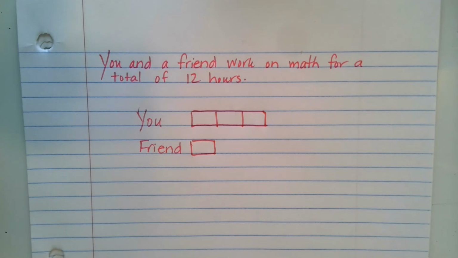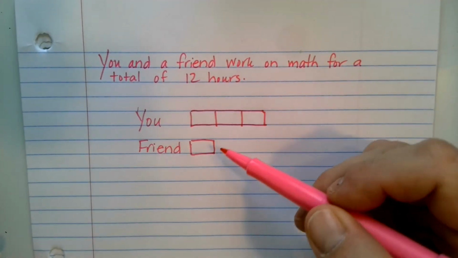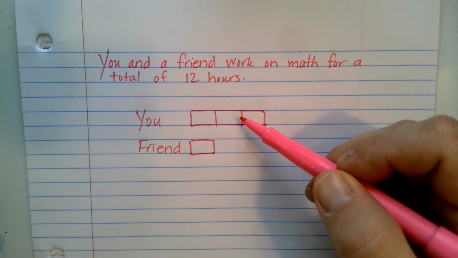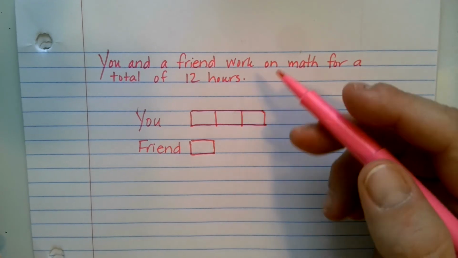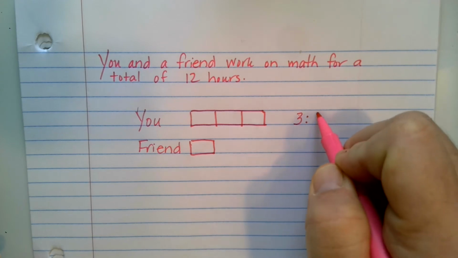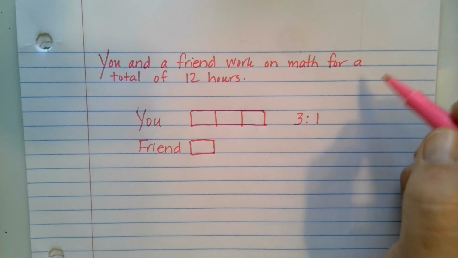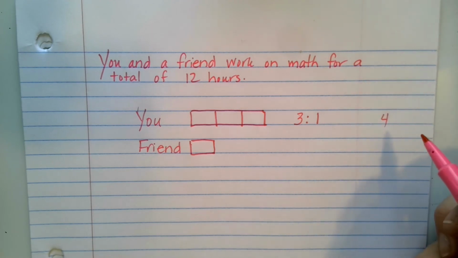Now I want you to imagine a situation where you're given a situation like this. You and a friend work on math for a total of 12 hours. Whew, way to go. So you're going to write a ratio from what you see represented here in these boxes, okay? So you worked on it for 3 hours and your friend worked on it for 1 hour, okay? Now your total hours would be 4. Let's just keep track of that over here.